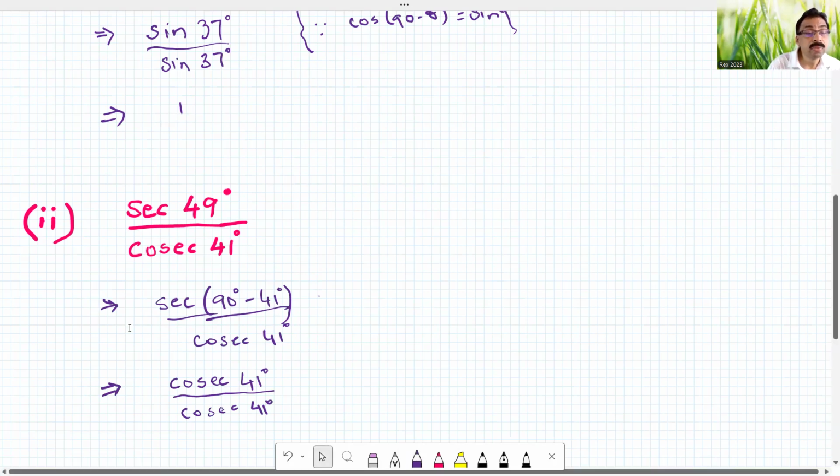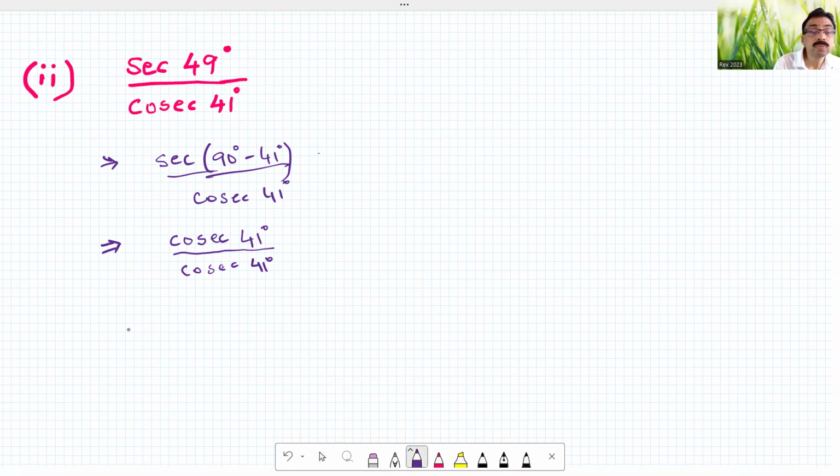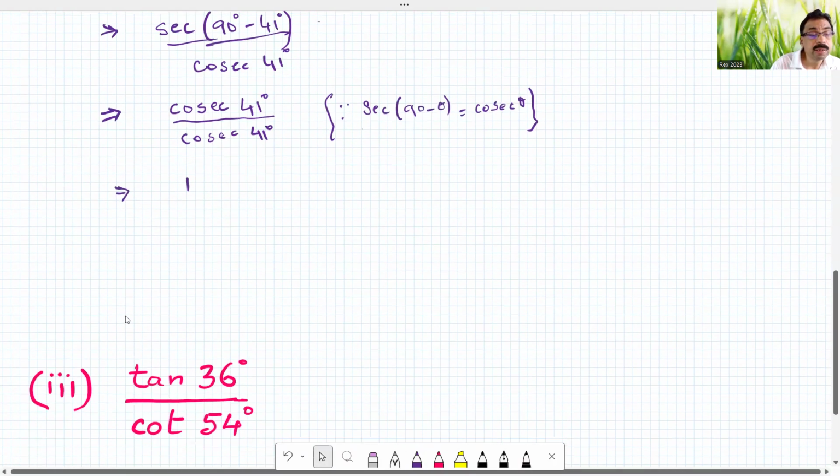So this again works out to, now you have to mention the reason here. So the reason is, since sec 90 minus theta is equal to cosec theta, right? So cosec 41 divided by cosec 41 is 1 again. So the answer is 1. Let's move to the final part of the question.